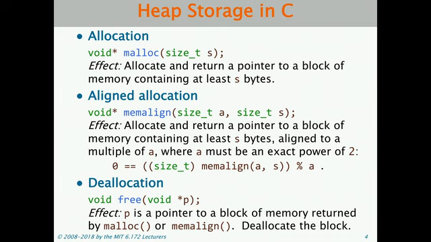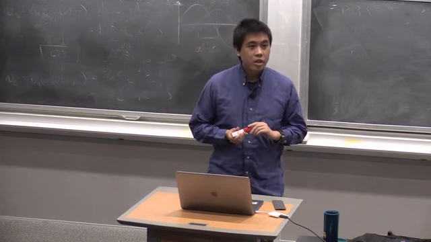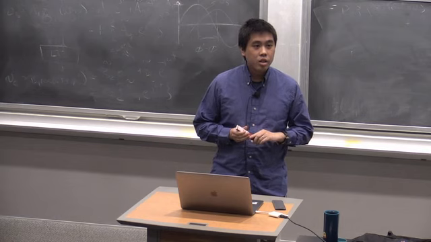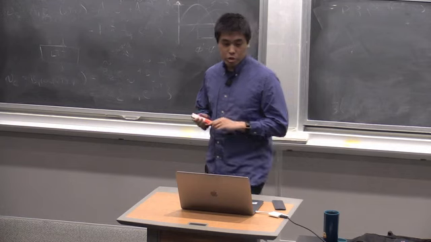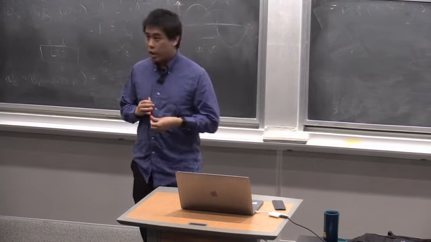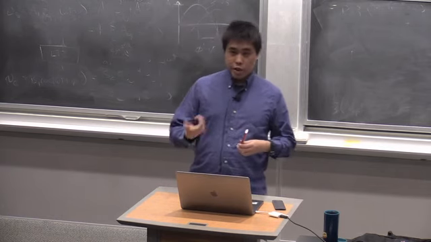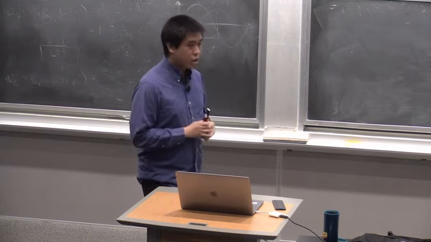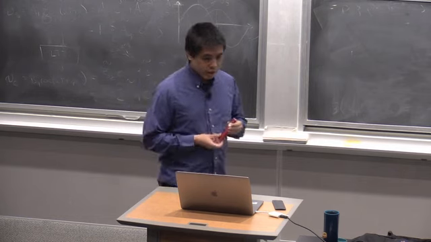So does anyone know why we might want to do an aligned memory allocation? Yeah, so that you align to cache lines? Yeah, so one reason is that you can align memory so that they're aligned to cache lines, so that when you access an object that fits within a cache line, it's not going to cross two cache lines, and you only get one cache access instead of two.